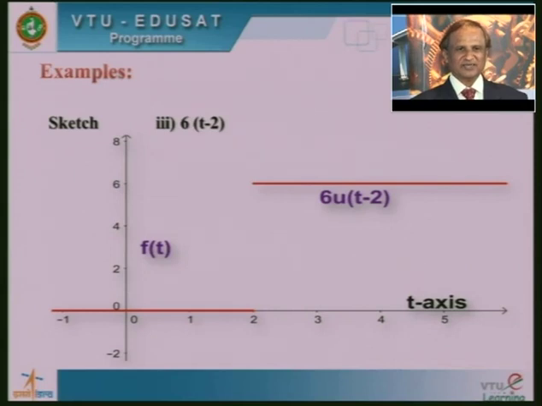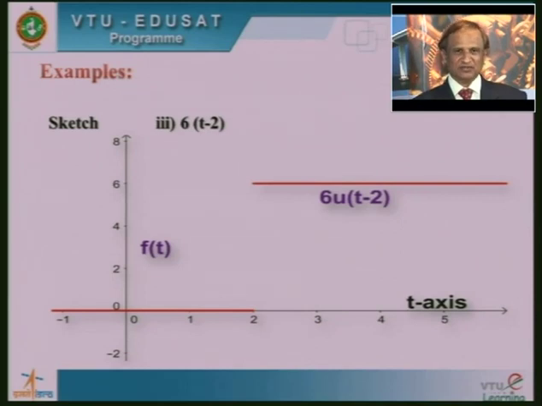I think it is printed as 6 times of t minus 2. It is not 6 into t minus 2. Actually, it should be 6 times of u of t minus 2. What you are observing in violet color is correct. So, you can draw the curve u of t minus 2. T minus 2 means it is shifted to 2. When we are multiplying with 6, that is why it is maintaining the height of 6 units, instead of 1 unit.